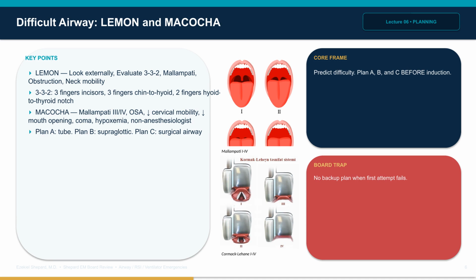The point is to plan A, plan B, and plan C before induction. Plan A is the tube. Plan B may be supraglottic ventilation. Plan C may be a surgical airway. Know the parallel mnemonics for boards.